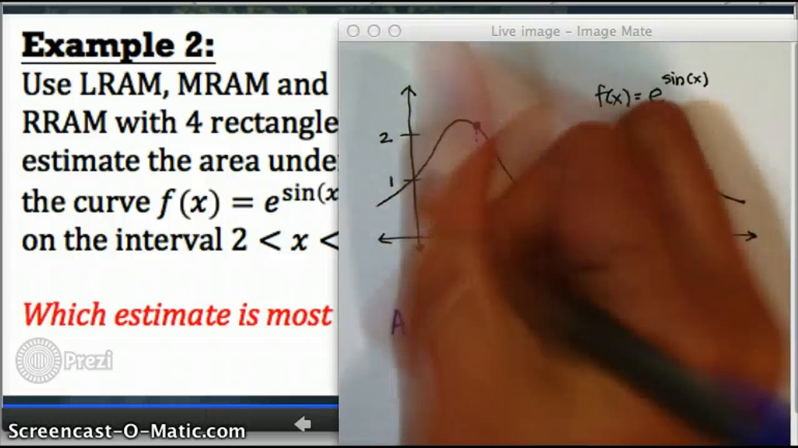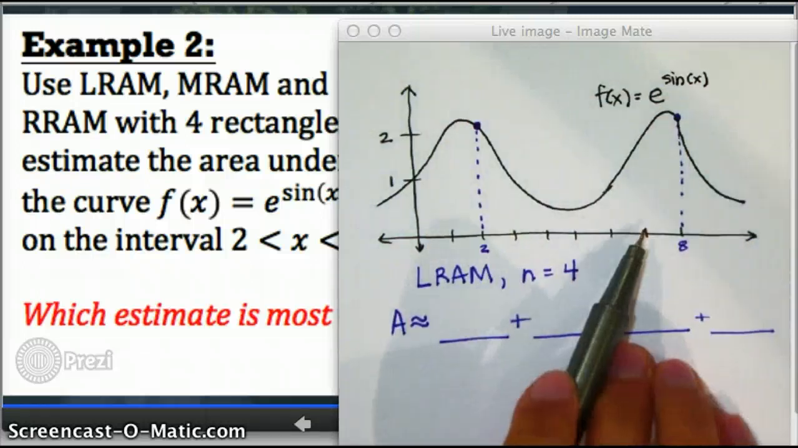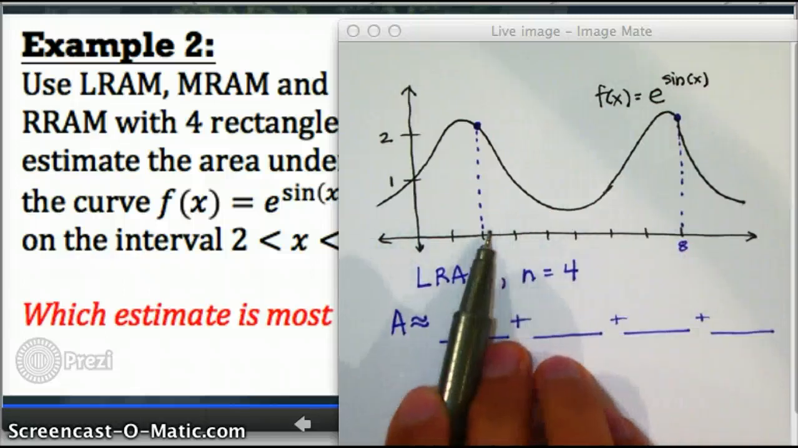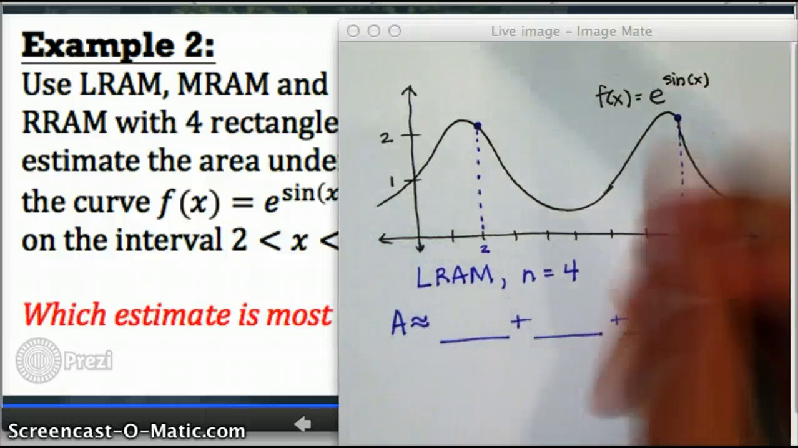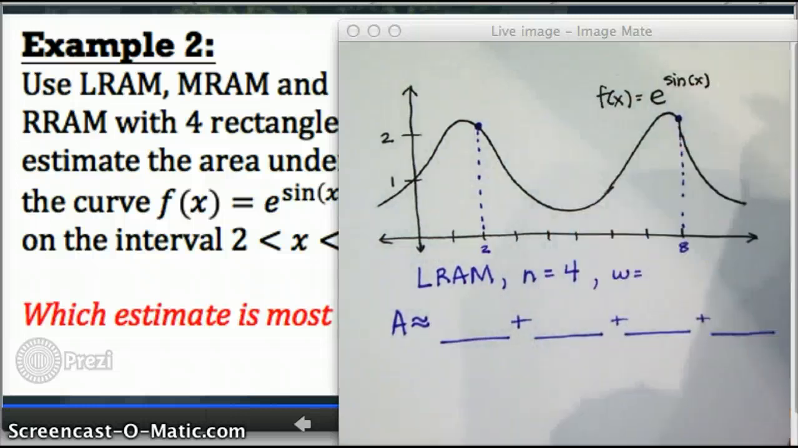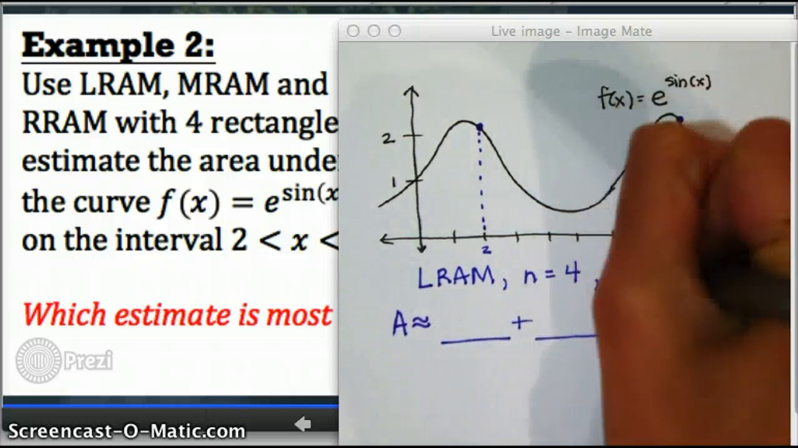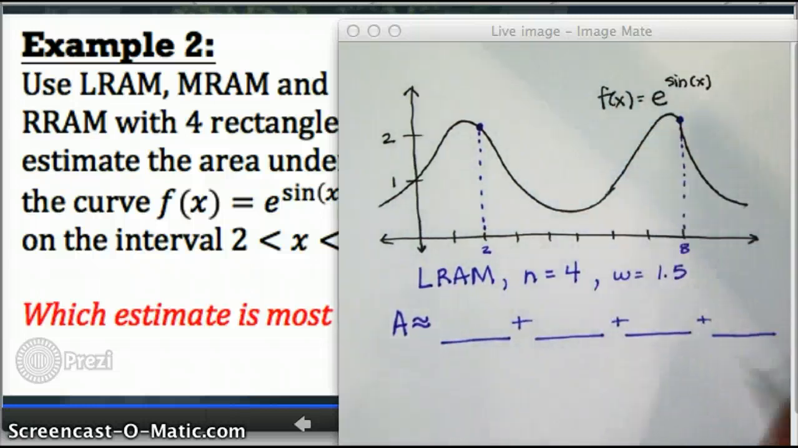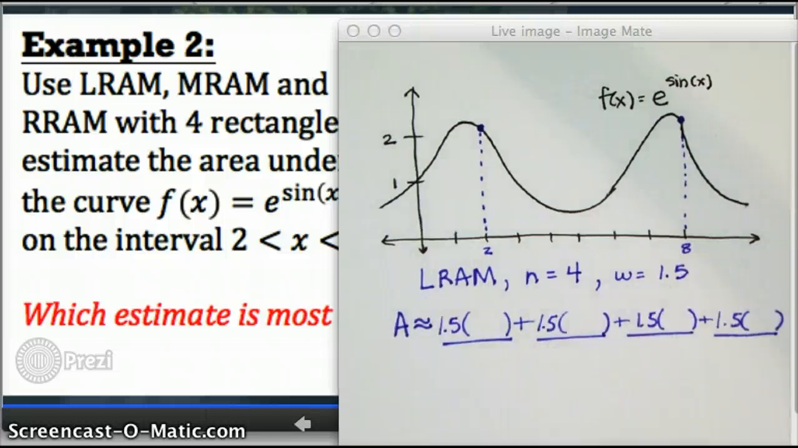If we're starting at 2 and ending at 8, how long is this distance right here? Exactly, 8 minus 2 is 6, so we have a total distance of 6 units on the base. If I want 4 rectangles, how wide should each of them be? Well, we would do 8 minus 2, which is 6, divided by 4, which is 1.5, and that's where we calculate the width. What that means is that each of these areas is going to start with 1.5, and then it's going to be multiplied times the height of that particular rectangle.